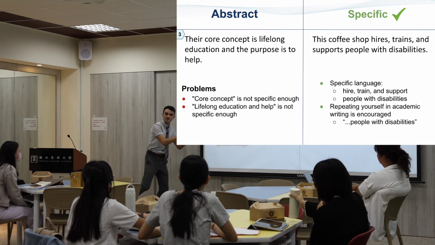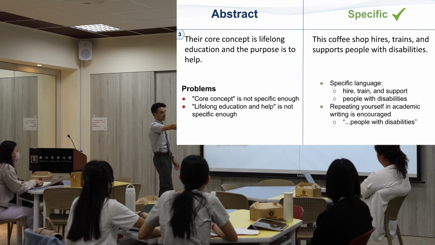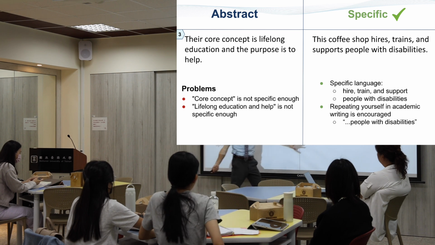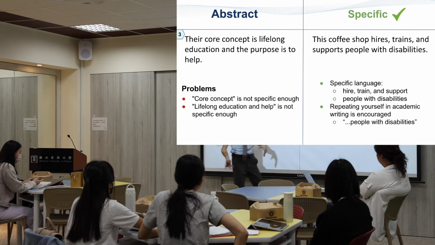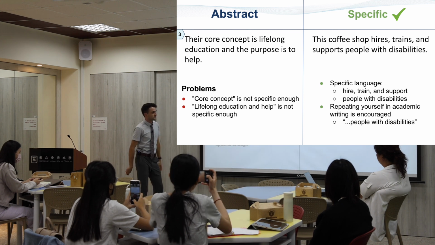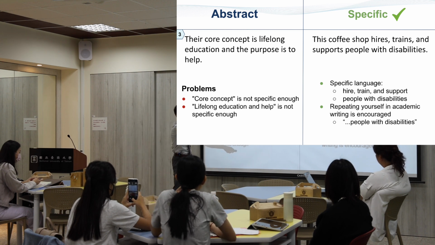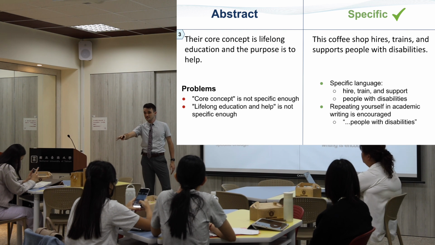Here's what their goal is. Now here's what they do. They hire, train, and support. I made these up. These might be wrong, right? Maybe it's hire, train, and provide medical care. I'm not sure, right? It could be anything. And people with disabilities. Do I have a note here? Repeating yourself in academic writing is encouraged when you're doing phrases.